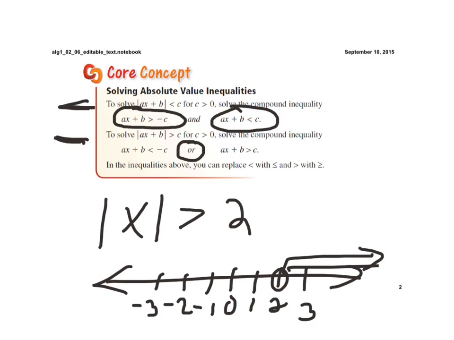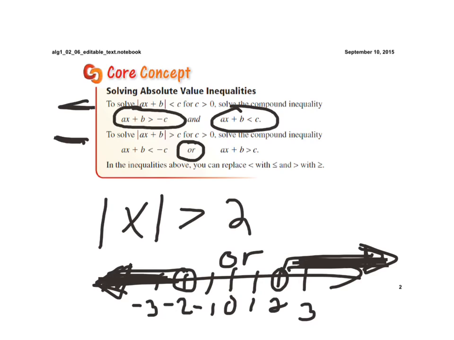These numbers going this direction are more than 2 units away. But then also the ones starting at a -2 going to the left are also. So again, this is an or. So our two inequalities would be x is less than a -2 or x is greater than a +2. So now we're going to learn how to solve these.